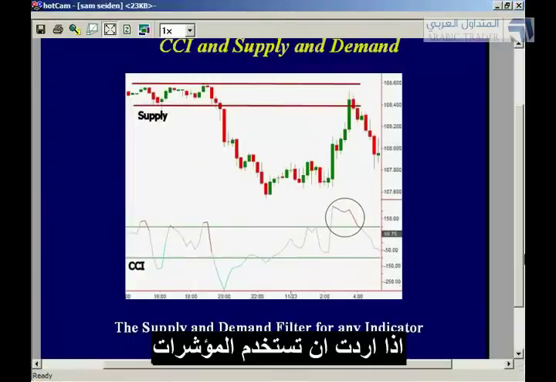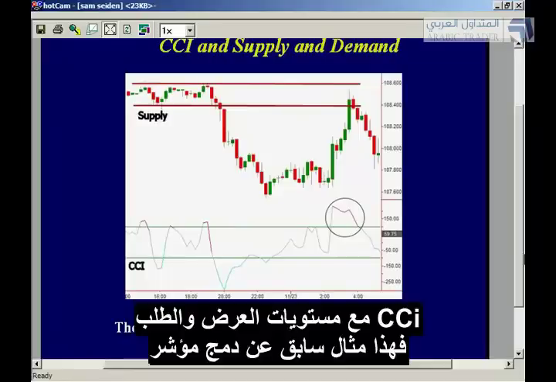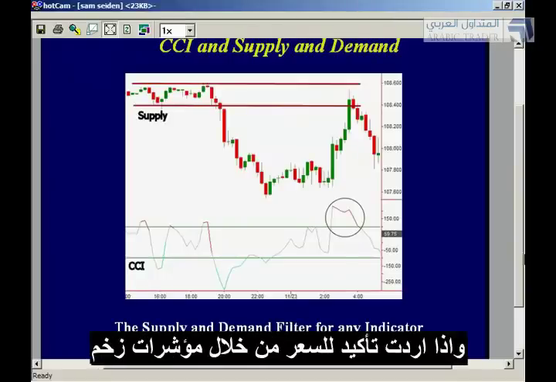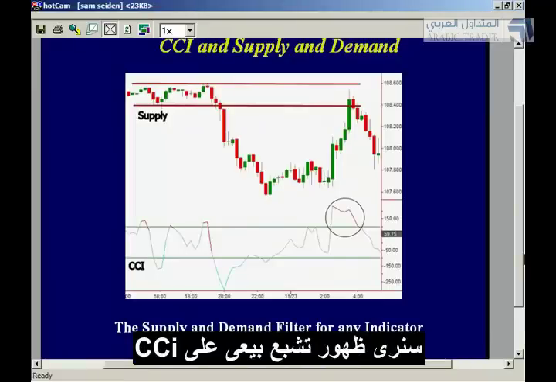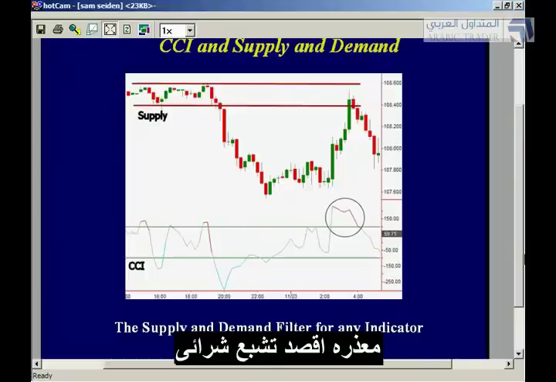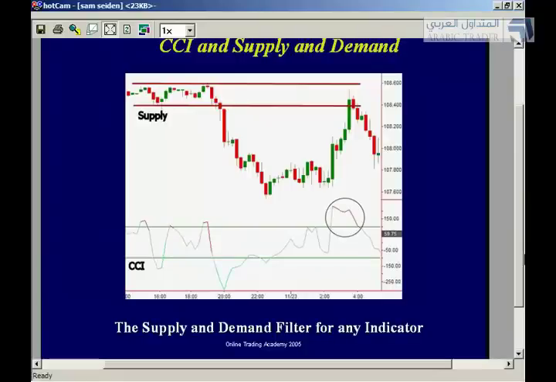If you were to use indicators, this is just the opposite of what we saw a few minutes ago with the buy signal in CCI. You would let price come up into that objective supply level up there. And if you need some indicator or oscillator to give you some confirmation, you would also look down and see that CCI is also overbought in that circled area. No, I don't use them.